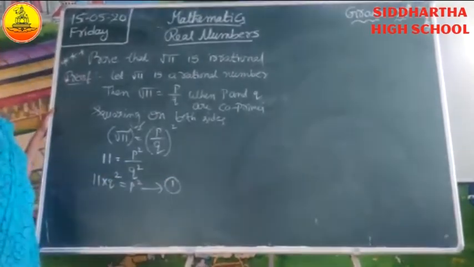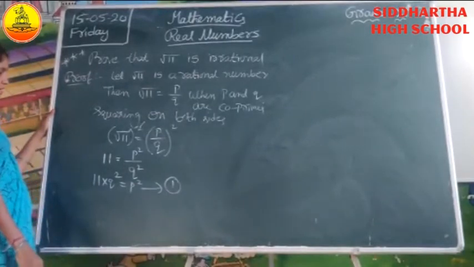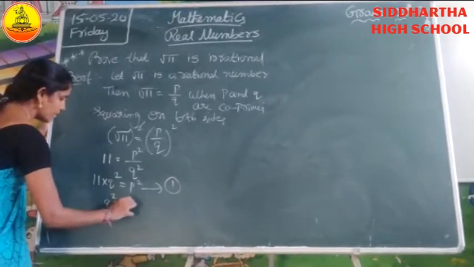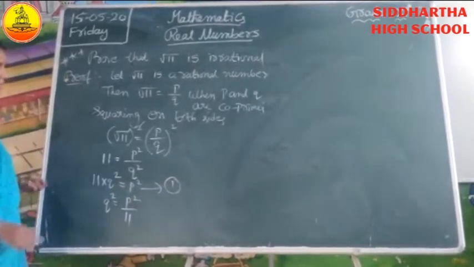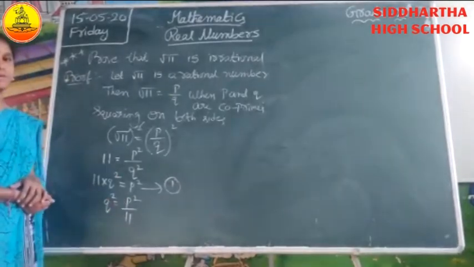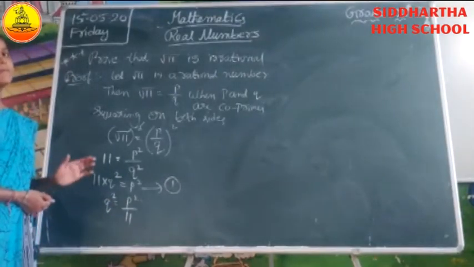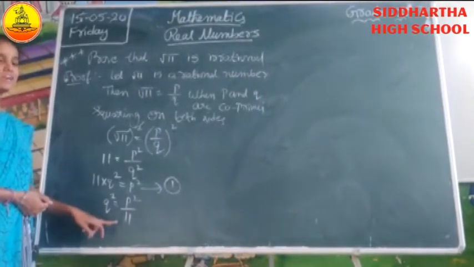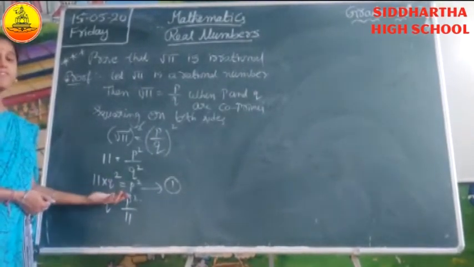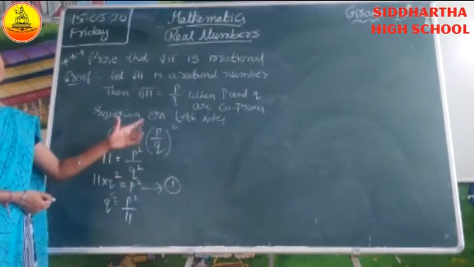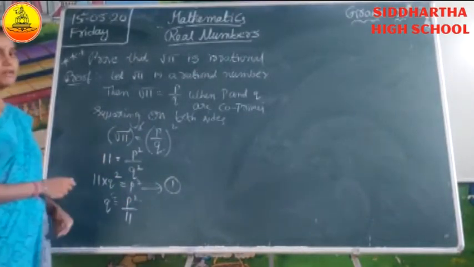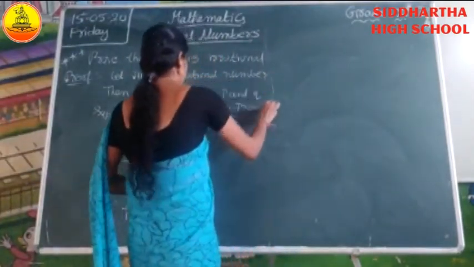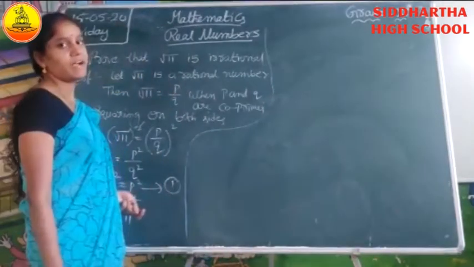This is equation 1. It will be useful for us. Okay. Now into 11 transpose to this side, it becomes by 11. What is the meaning of this? 11 divides P square. What is 11? 11 is a prime number. If any prime number divides P square, then it divides the number also. So already I told you the theorem. If P is a prime number, if P divides A square, then P divides A also.